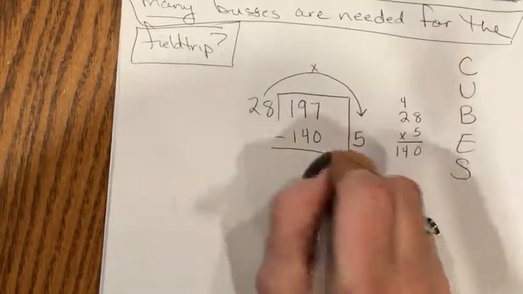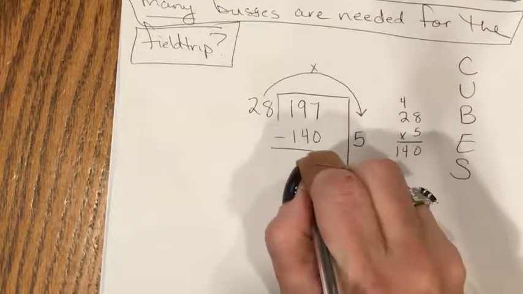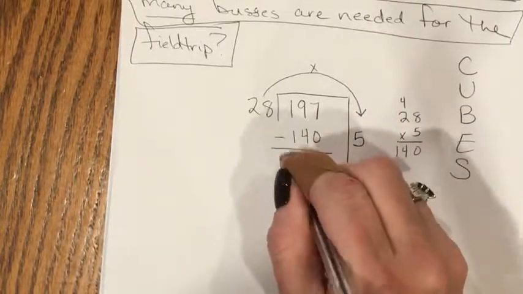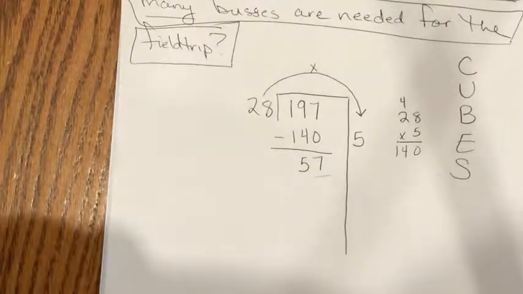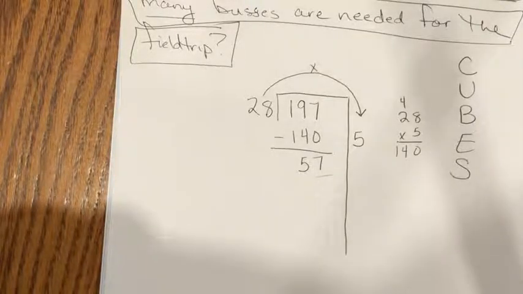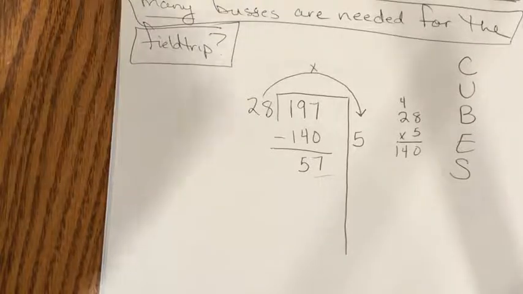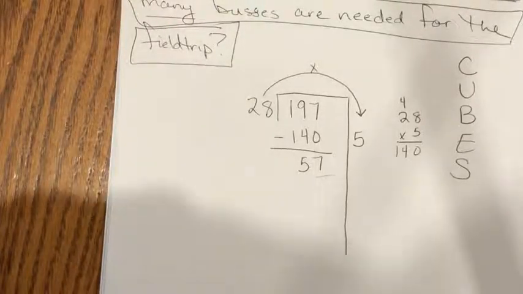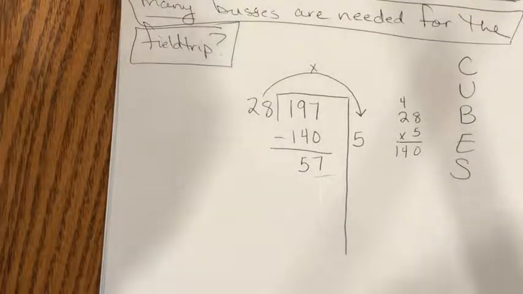Now we just go ahead and subtract. 7 minus 0 is 7. 9 minus 4 is 5. And 1 minus 1, obviously, is 0. So now we have this 57 and we have 28. So we have to figure out 28 times what is going to get us close to 57 without going over. Okay, so I'm going to say 1. Let's try 1 because I'm not sure. I think 2 might be too much.